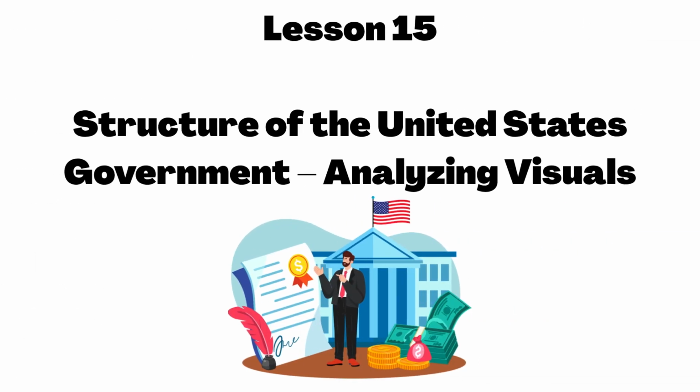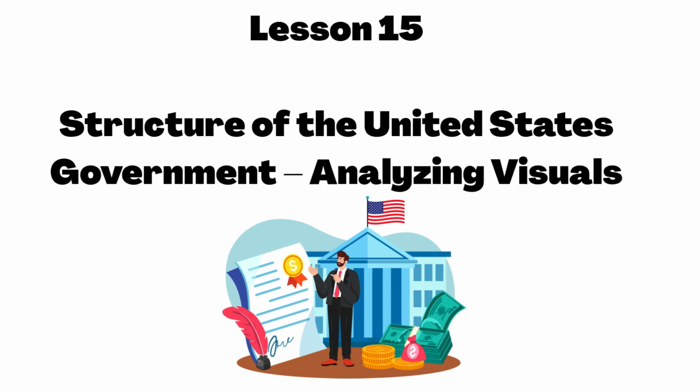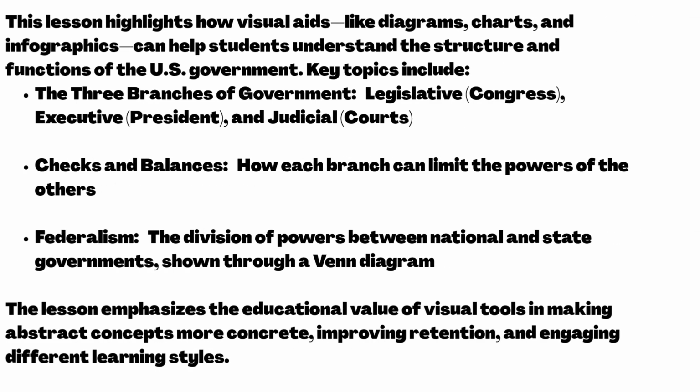Lesson 15. Structure of the United States Government, Analyzing Visuals. This lesson highlights how visual aids, like diagrams, charts, and infographics, can help students understand the structure and functions of the U.S. government. Key topics include the 3 branches of government: legislative Congress, executive president, and judicial courts; checks and balances, how each branch can limit the powers of the others; federalism, the division of powers between national and state governments, shown through a Venn diagram.